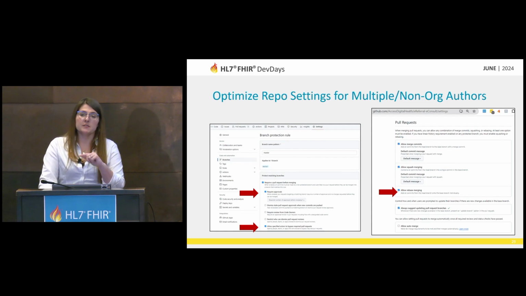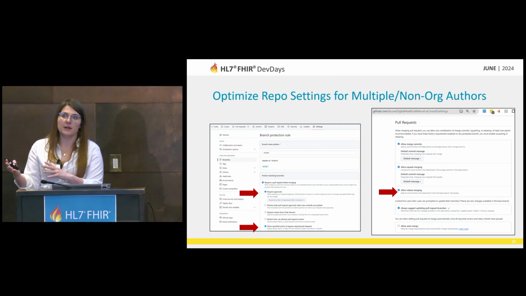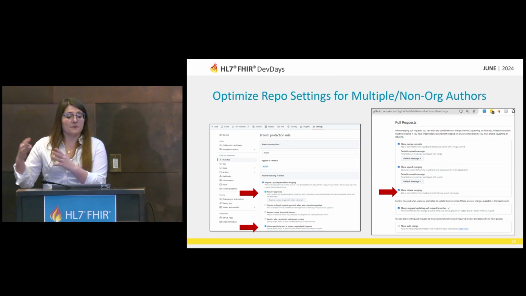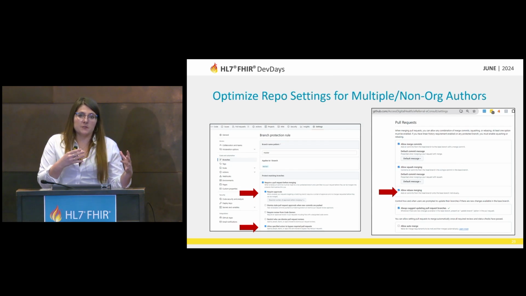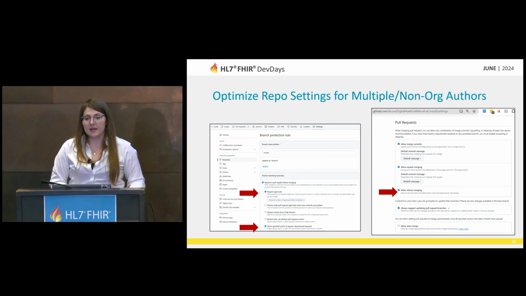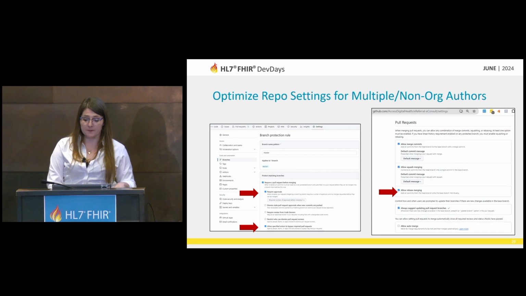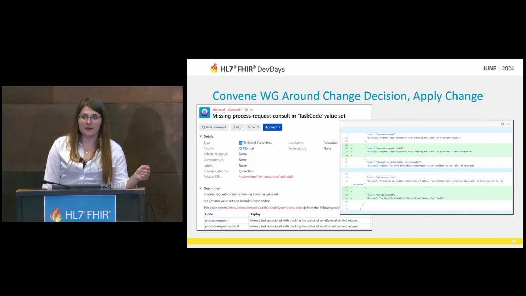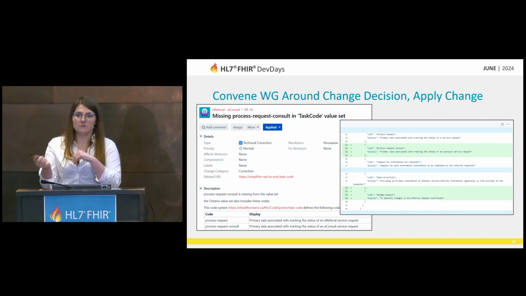Allow rebase merging, especially if you're working on multiple dev branches for different features. This is going to allow your authors to stay in sync with what's going to be in the CI build over time, so that they don't have to figure out what the delta is and reapply it.